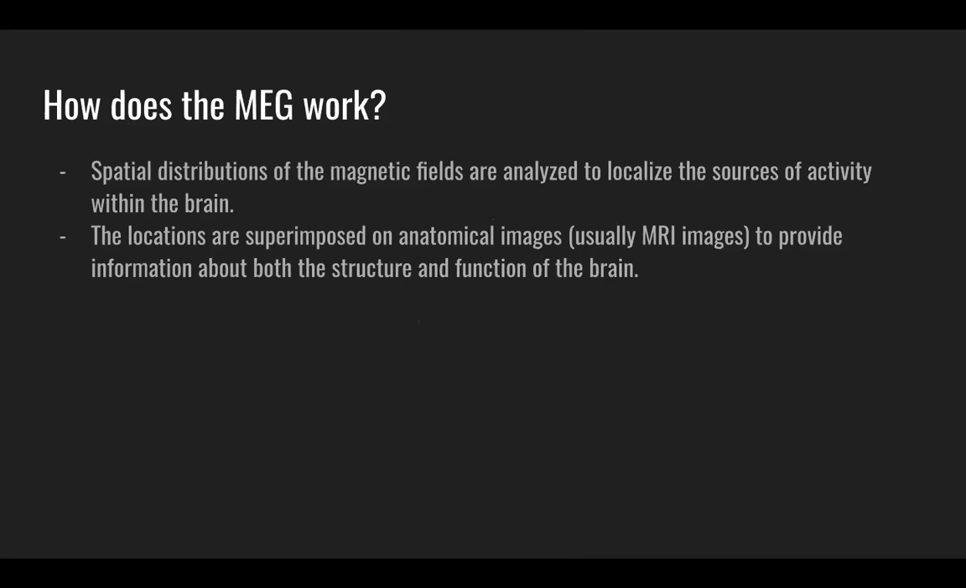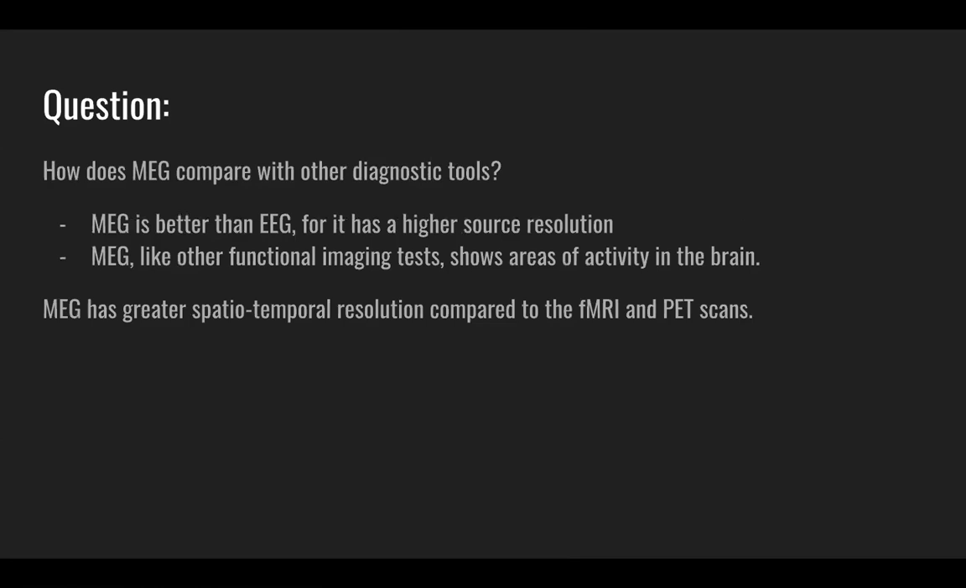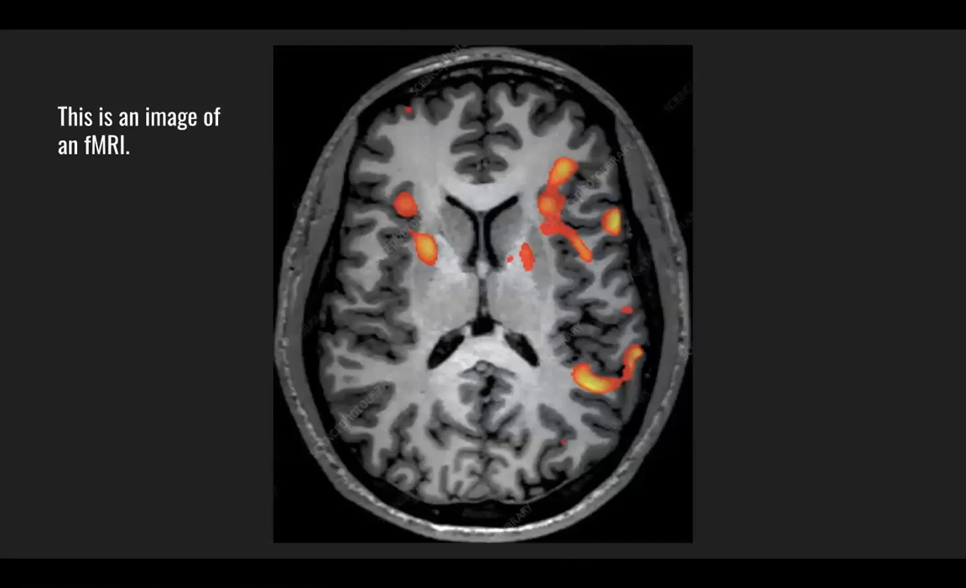We discussed this, but it's a spatial distribution of the magnetic field. There's an analysis to localize the source of activity within the brain, and then we've got superimposed images with the anatomical images to provide information on both structure and function of the brain. The major difference between the fMRI, the PET scan, and the PSYCH test is that they all are dependent on something. The fMRI is dependent on changes in oxygen, the PET scan on changes in glucose uptake, and PSYCH on changes in blood flow to parts of the brain. MEG conversely measures neuronal activity directly. So we've got an image of an fMRI. It's obviously revealing a great deal of information, just not as much as an MSI.